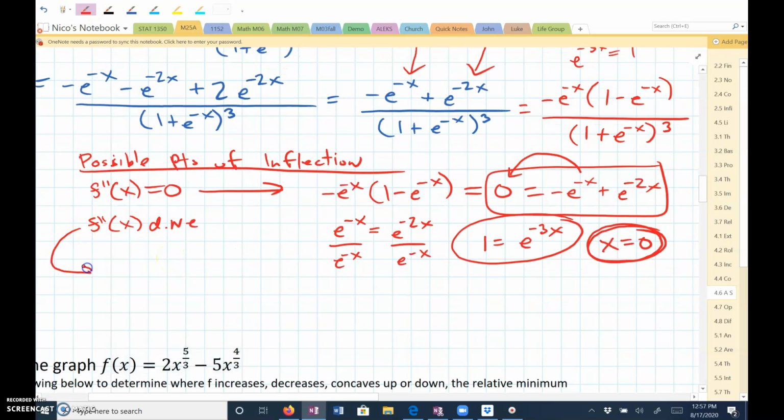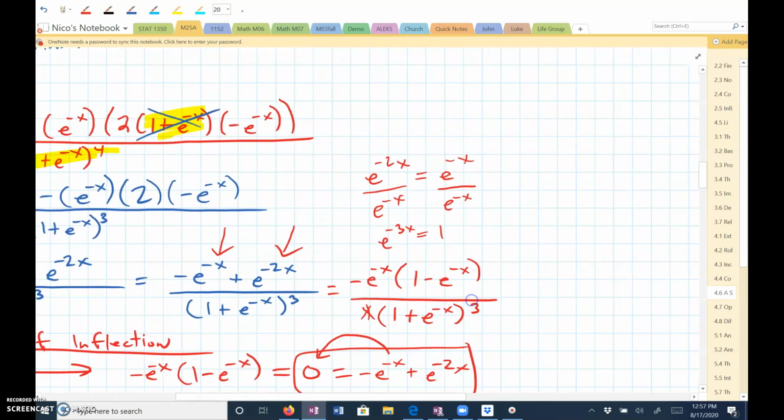Okay, for this one, we need to explore when the denominator, 1 plus e to the negative x cubed, equals 0. Is there a way to make that equal to 0? The answer is no. There's no way you can plug in an x value and make that equal to negative 1. So this is our only possible point of inflection.